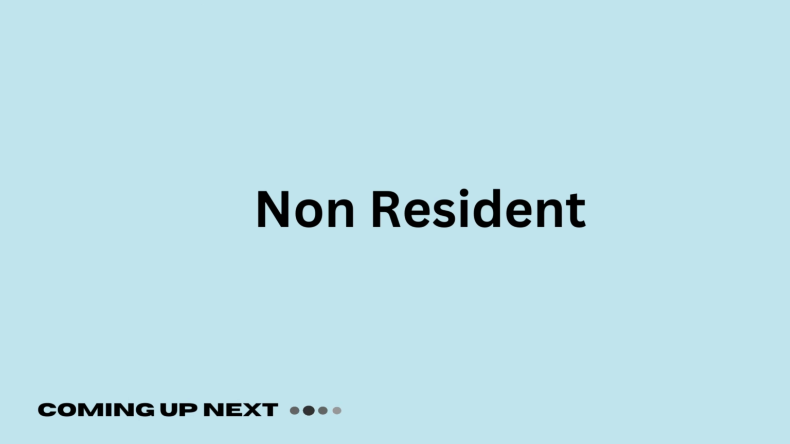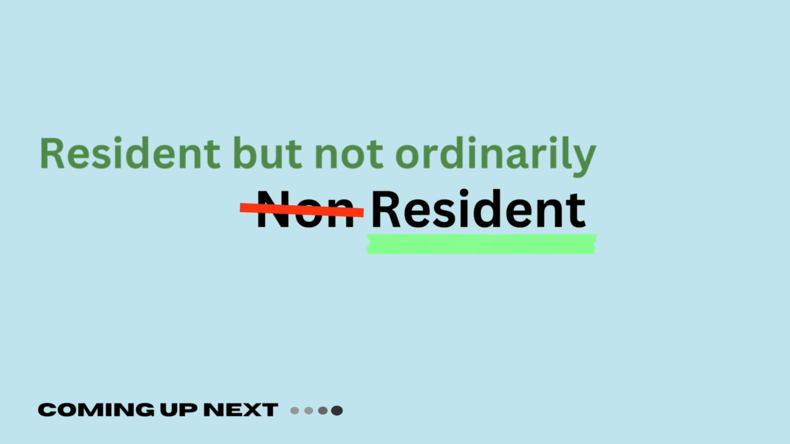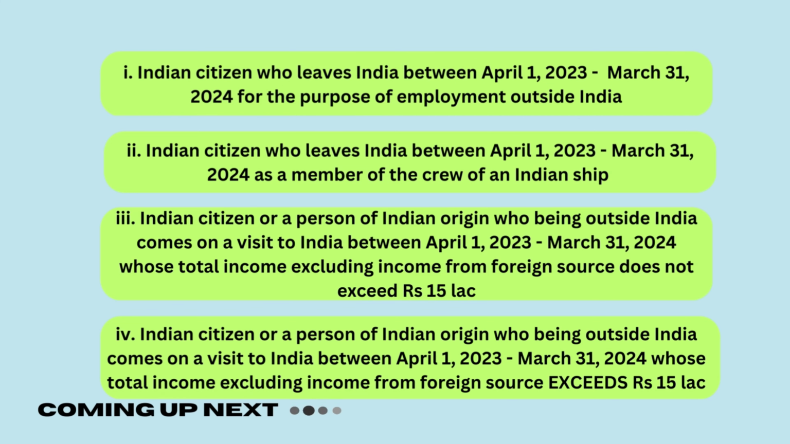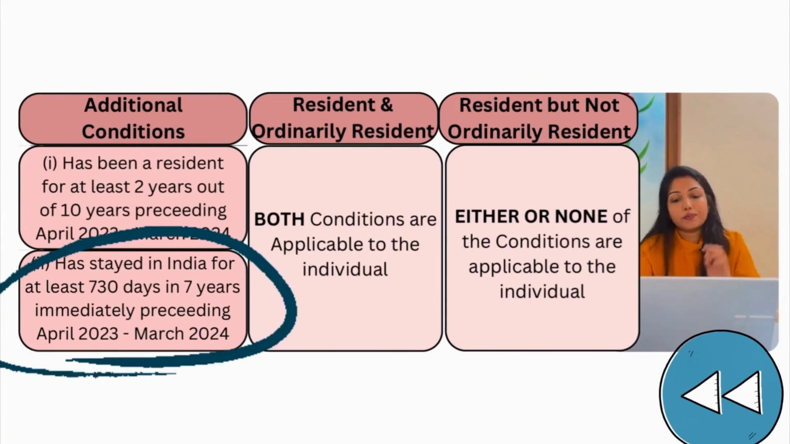Coming up next, we shall see how the residential status of certain non-residents could change to not ordinary resident, and we shall also see the procedure to find out the residential status of individuals belonging to these categories. So let's start with non-residents. Let's rewind this video a little bit.